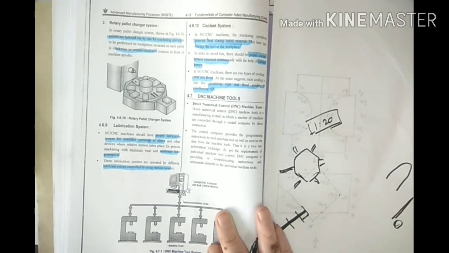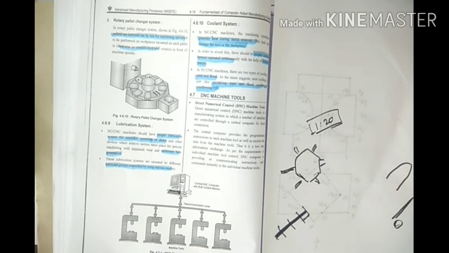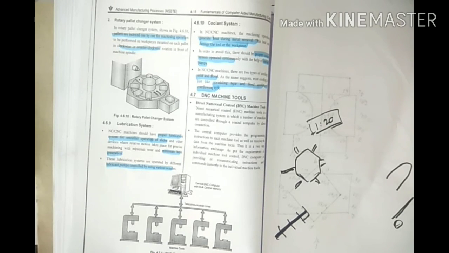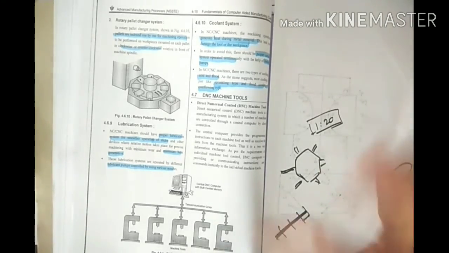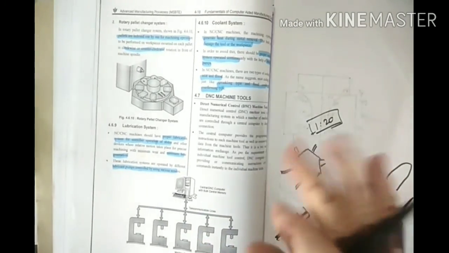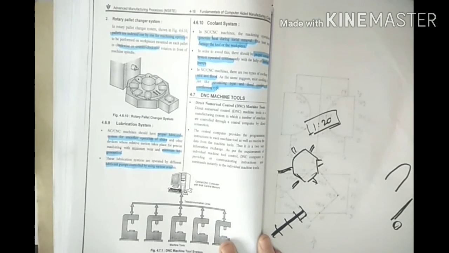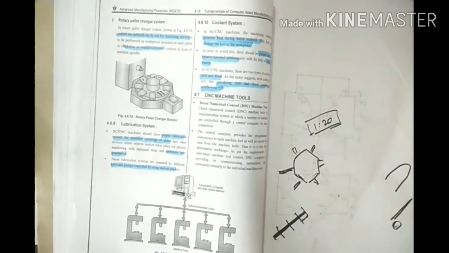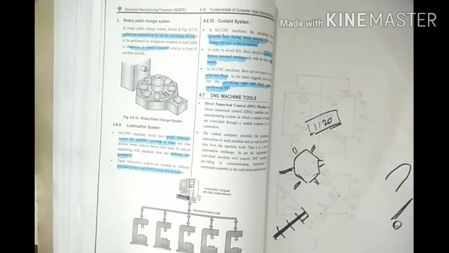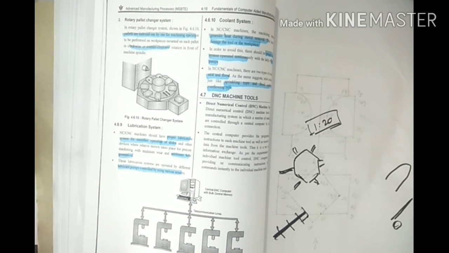Mist and flood. As the name suggests, mist cooling is just like a sprinkling type, sprinkling the coolant wherever cooling is required, and flood means flowing of the coolant over the tool or over the parts wherever cooling is required. So these are the elements of a CNC machine.